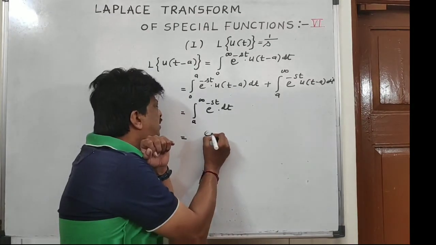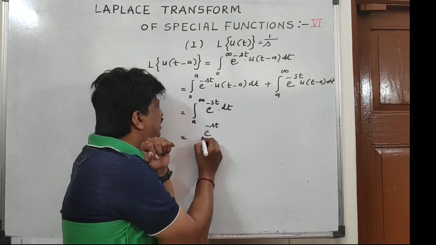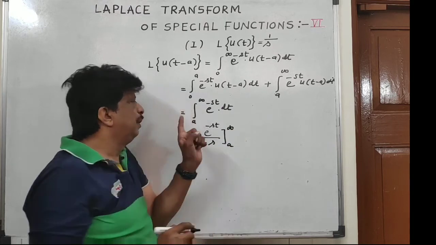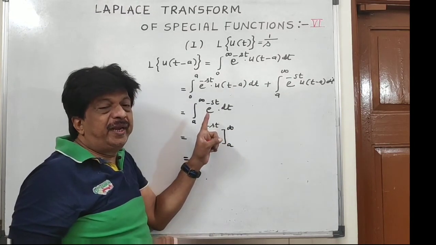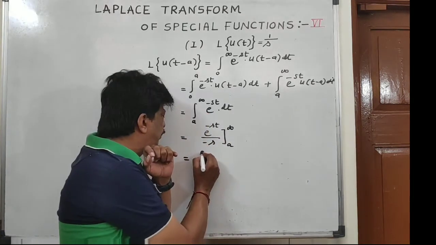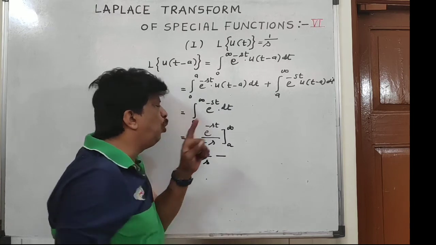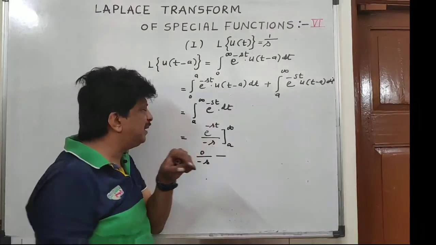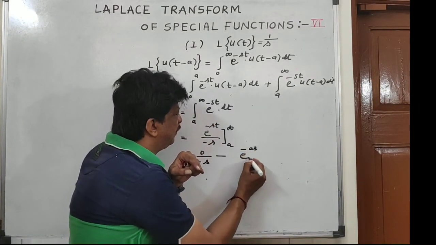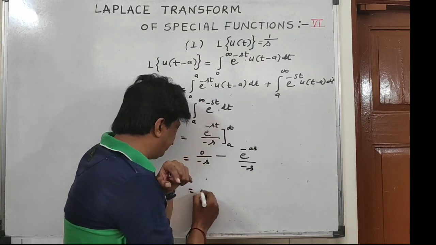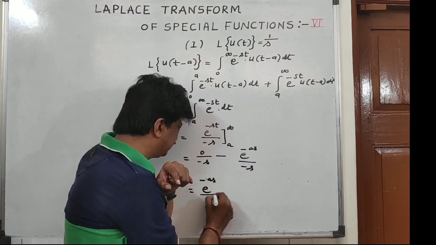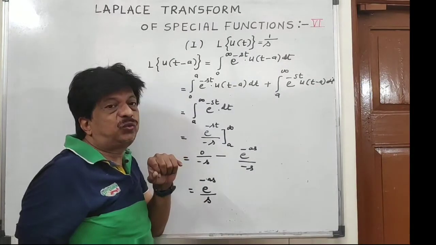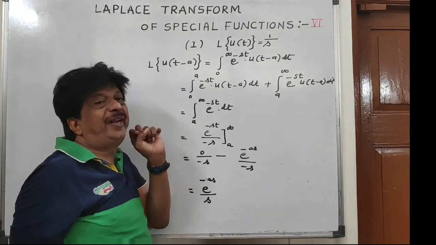Integral of e raised to power minus st is e raised to power minus st upon minus s, from a to infinity. E raised to power minus infinity is 0, and 0 upon minus s is 0. Minus, now the lower limit: e raised to power minus as upon minus s. So in particular, it is equal to e raised to power minus as upon s. That is the Laplace transform of u of t minus a.